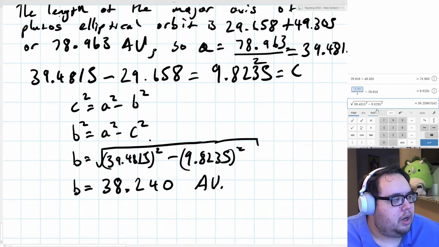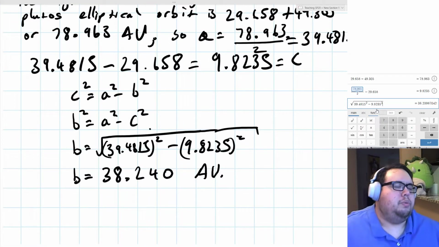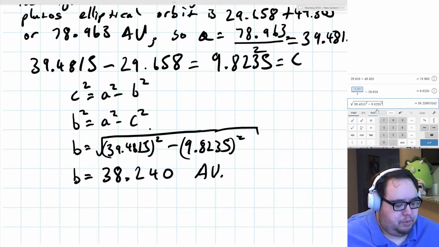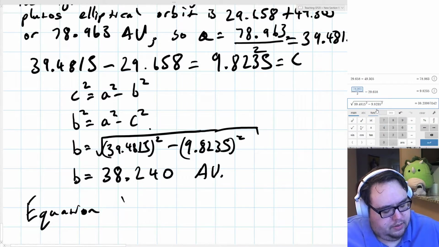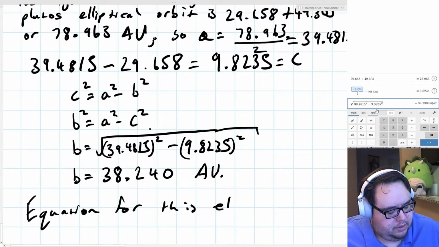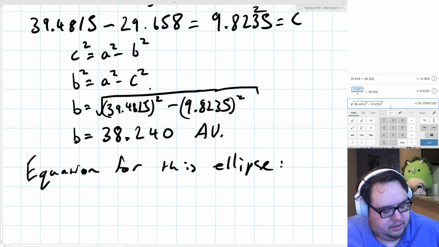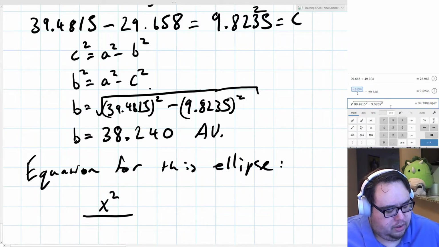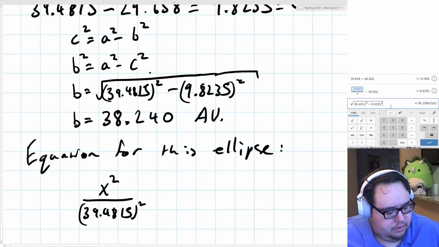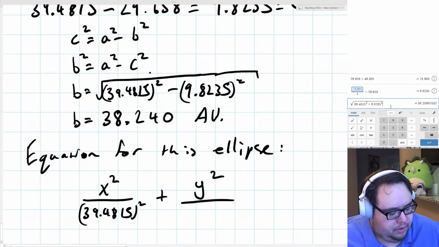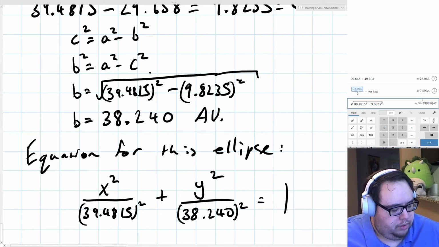So if we want to model this as an ellipse orbiting around the sun, centered at 0, 0, the sun is not going to be at 0, 0, but the center of our ellipse will be at 0, 0. So an equation for this ellipse is x squared over 39.4815 squared plus y squared over 38.240 squared is equal to 1.